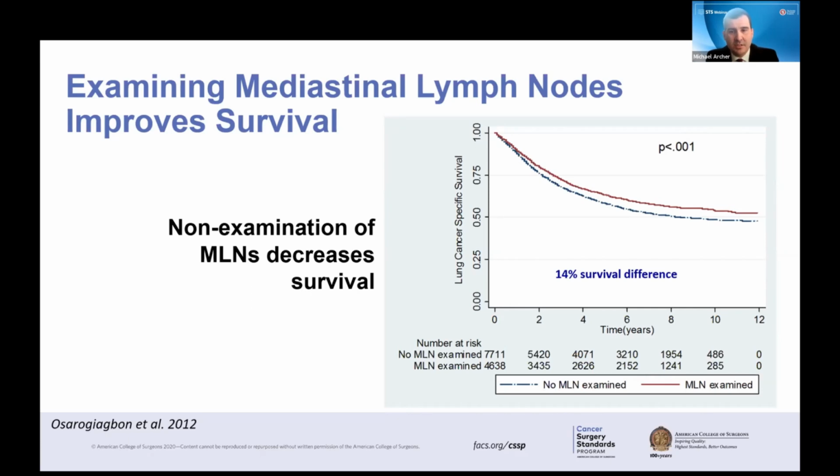An analysis of the SEER database in 2012 found that no mediastinal lymph nodes were examined in upwards of 13% of patients undergoing resection for non-small cell lung cancer. And compared to patients who underwent resection of at least 1 mediastinal lymph node, there was about a 14% difference in lung cancer-specific survival when this was adjusted for confounders.